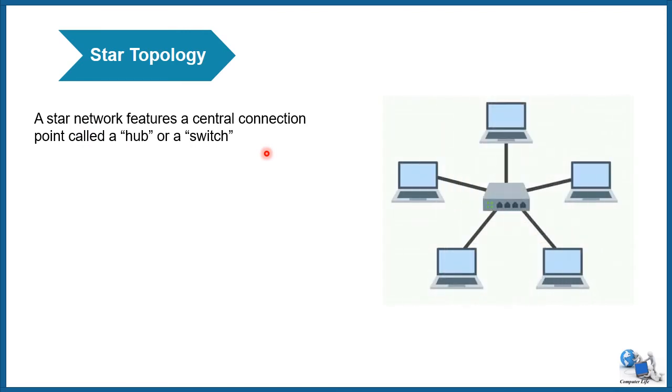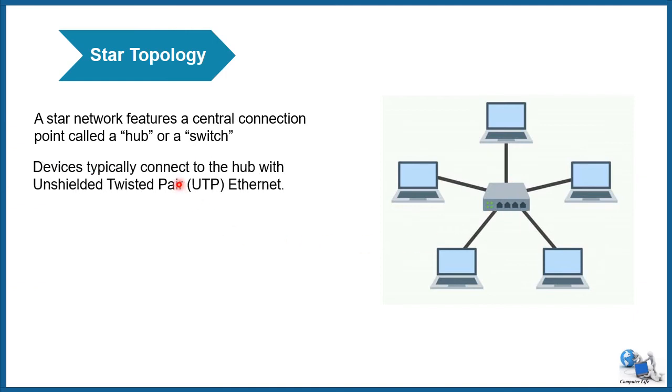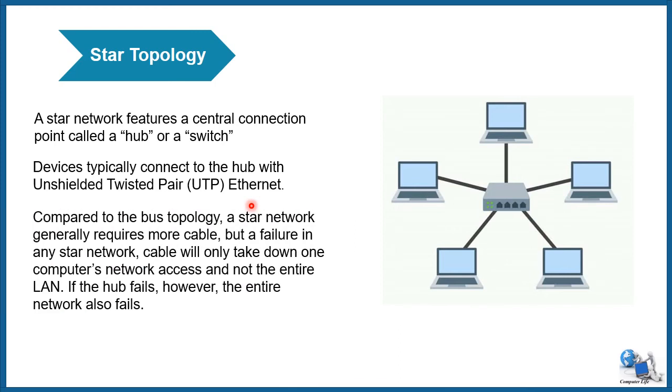The next topology is star topology. A star network features a central connection point called a hub or a switch, as shown in the diagram, and all the computer systems are connected to this central device, known as a hub or a switch. Devices are typically connected to the hub with unshielded twisted pair Ethernet. So we are using twisted pair technology for communication.